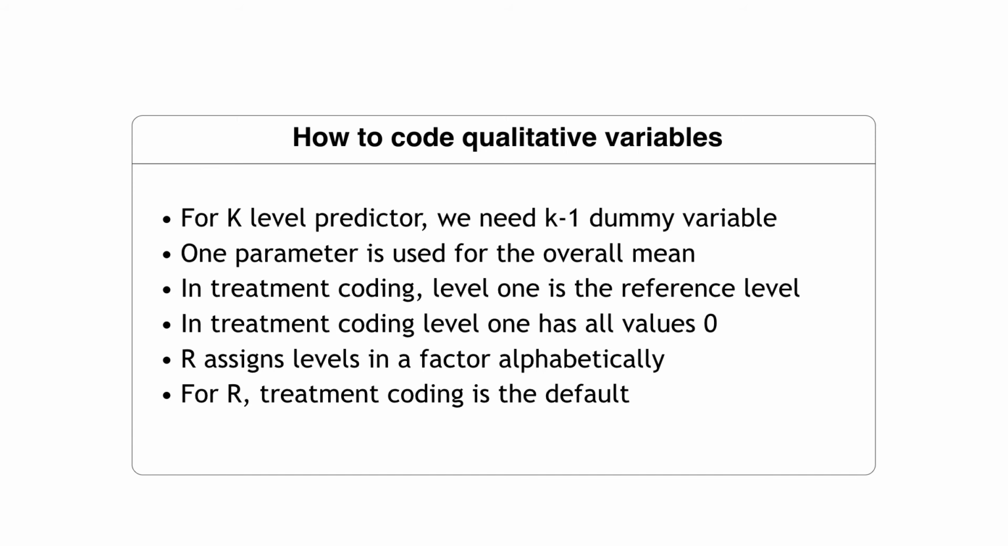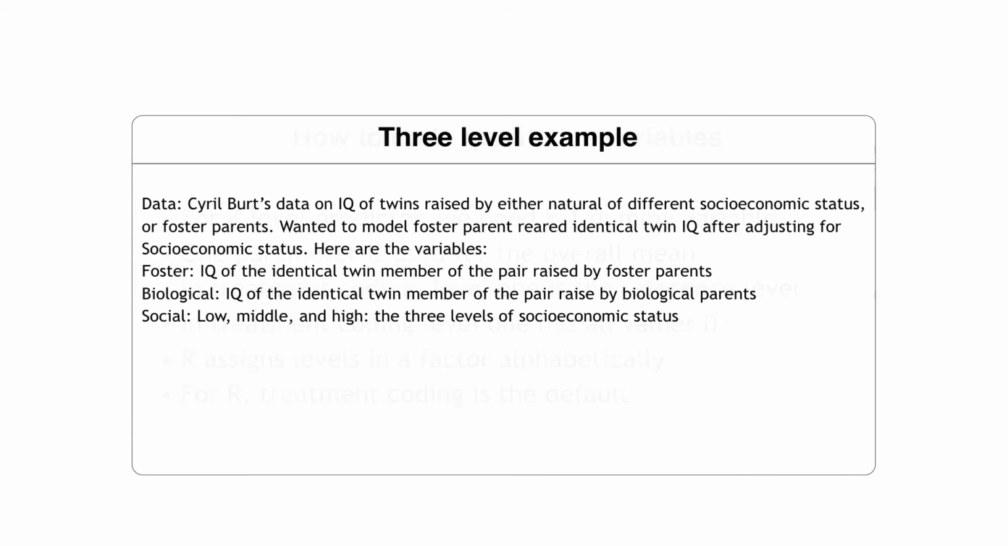So we have seen an example with 2-level variables. To make things a little bit clearer, let's take a look at an example where we look at ANOVA with 3 levels of explanatory variables. The data came from Sir Cyril Burt's data on IQ of twins raised by either natural or foster parents. We wanted to explain the IQ of children raised by foster parents by the IQ of their biological parents as a function of the social status in which they were raised. Could be upper, middle, or lower. And so how would that work?